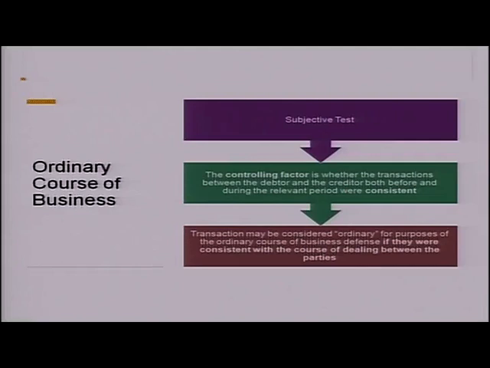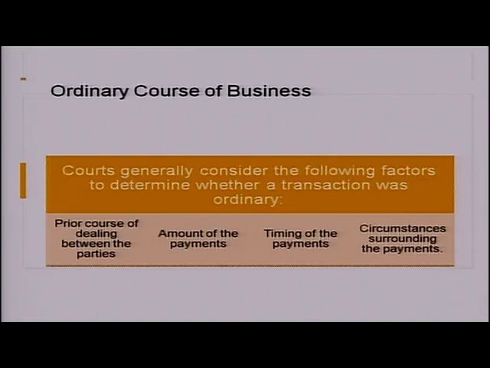Now, ordinary course of business is definitely a subjective test. The controlling factor will be whether the transactions between the debtor and the creditor, both before and during the relevant period, were consistent. It should not be an extraordinary transaction. So transactions may be considered ordinary for the purpose of the ordinary course of business defense if they were consistent with the course of dealing between the parties. So if I'm paying a creditor, say within 30 days, and now I make the payment, say on the 31st day, I think it's still ordinary course of business. Then it cannot be treated as outside the ordinary course of business.